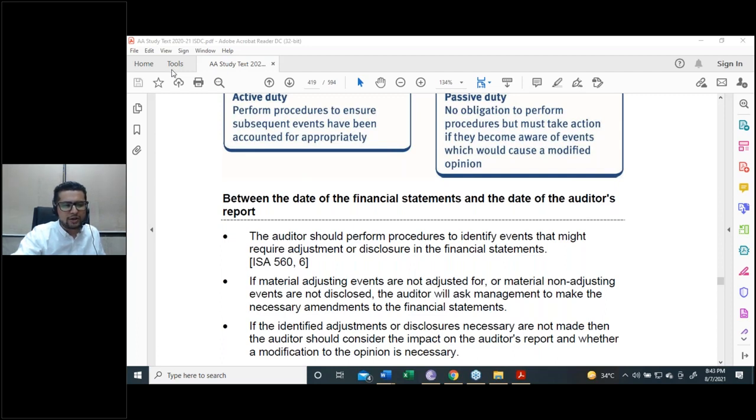Why is the issue of shares a non-adjusting event? If the issue of shares, the decision was taken after the year end, so no conditions existed at the reporting date. That is why it's a non-adjusting event.